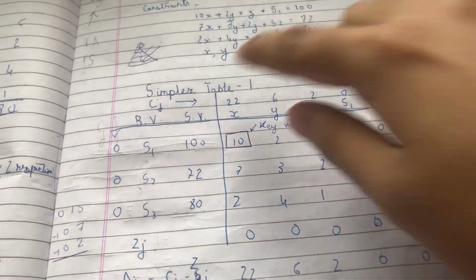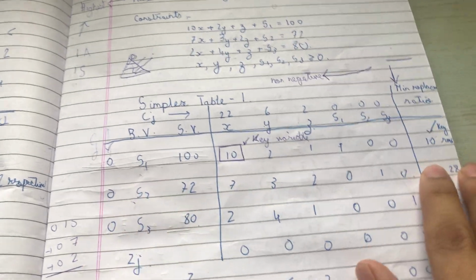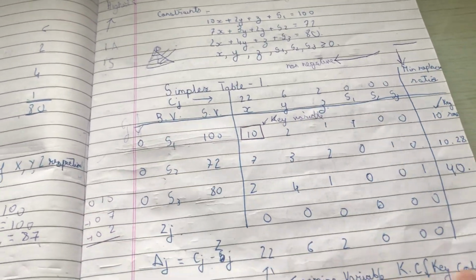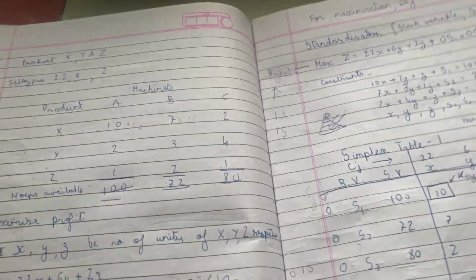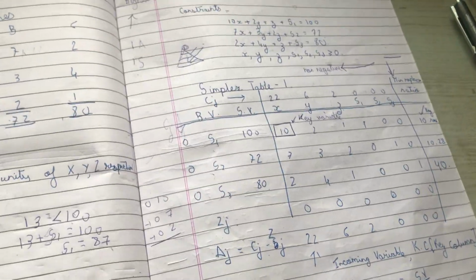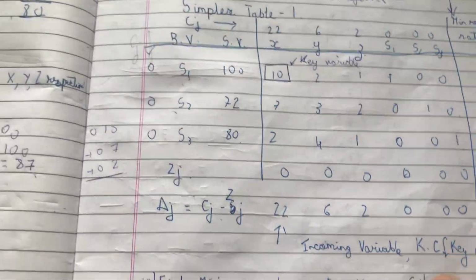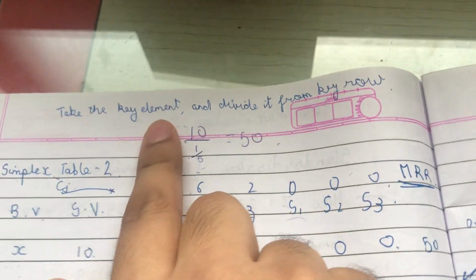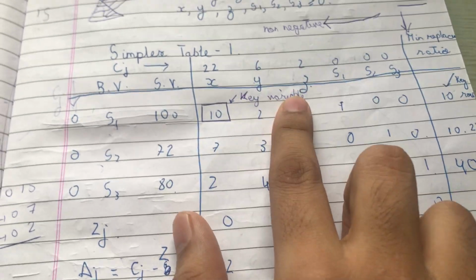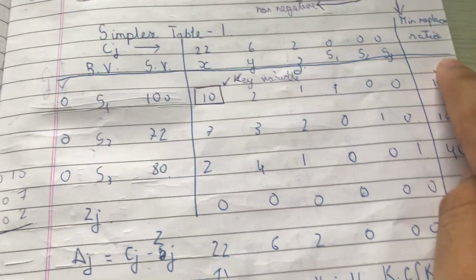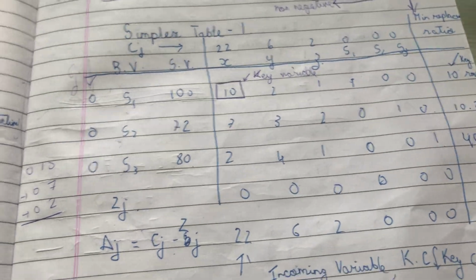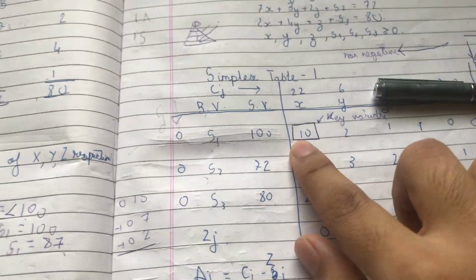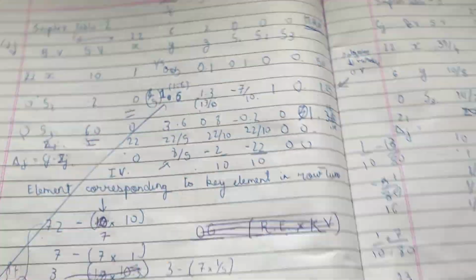So this will go, then x will come. Key row goes, x comes. Key row goes, key column comes. For key column to come, key row has to go. Something along the lines of that. So we bring it in. But how do we bring it in? Take the key element and divide it from key row. Again, this becomes our key element, key variable, because incoming variable is this and outgoing variable is this. So the intersection of this and this is 10. So 10 becomes our key variable. Take the key elements of all and divide it by 10.